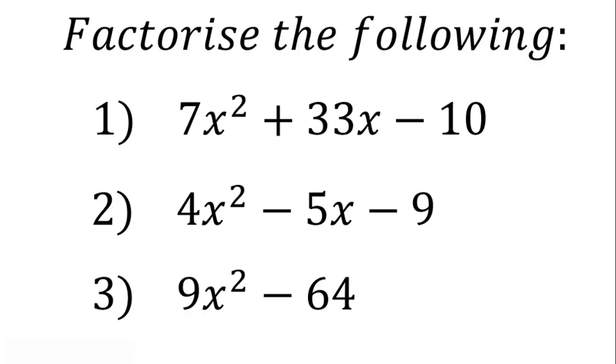So today we are going to solve this question. Factorize the following. 1. 7x squared plus 33x minus 10. Number 2. 4x squared minus 5x minus 9. And then number 3. 9x squared minus 64. So let's move on to solve these questions.